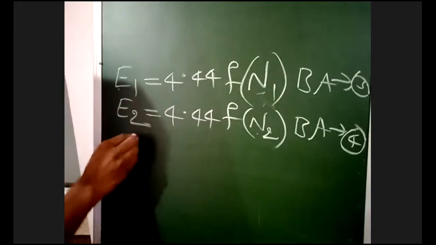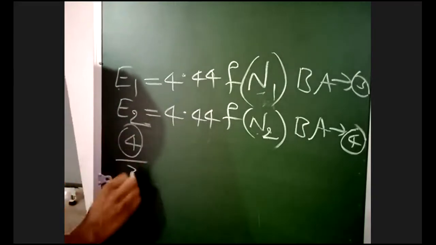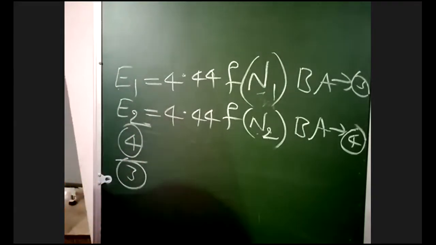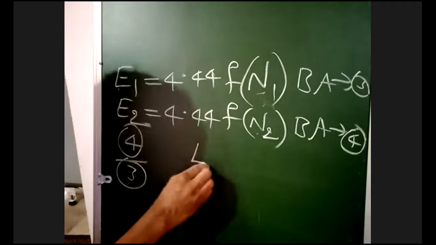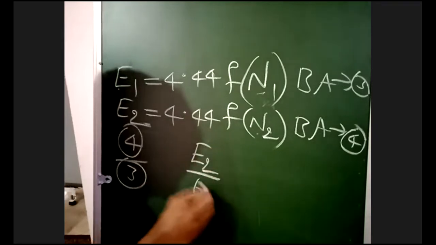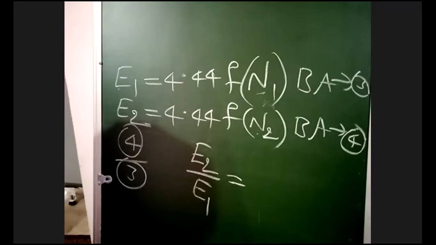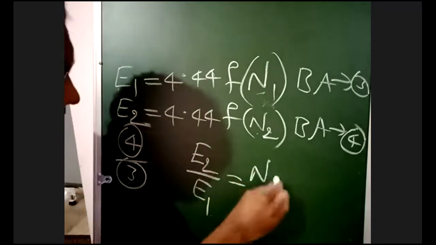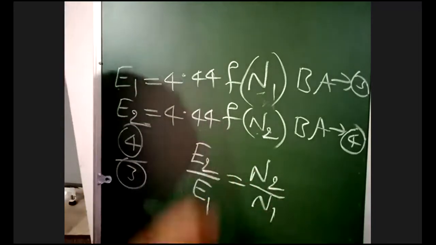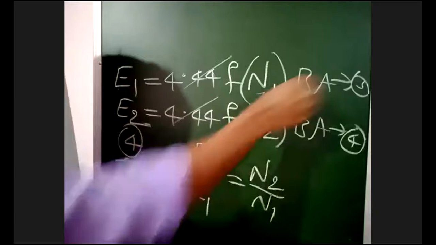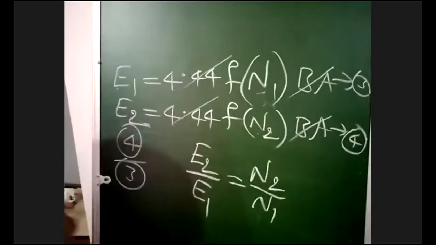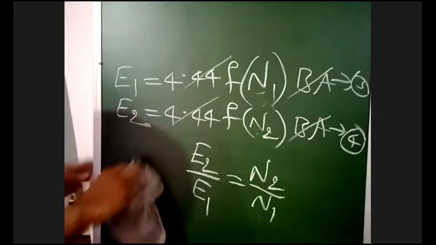Now I will go for equation 4 by 3. Take equation 4 by 3. What you will get? E2 by E1 is equal to N2 by N1. Cancel all the remaining terms. All these are cancelled. E2 by E1 is equal to N2 by N1.